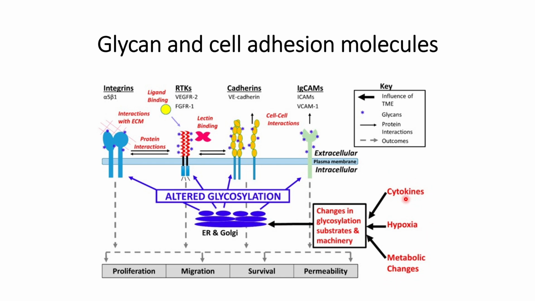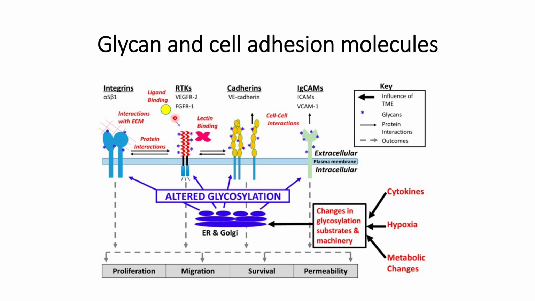So these are the major things that might cause altered glycosylation, and this altered glycosylation mainly occurs in the ER and Golgi, or endoplasmic reticulum and Golgi apparatus. The altered glycosylation might impact the glycan profiles on the cell surface membrane, which is shown here. This star shape interacts with the glycans that are present on the cell surface membrane glycoprotein.